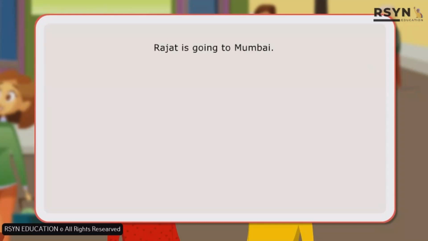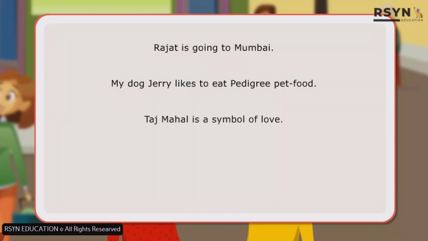Rajat is going to Mumbai. My dog Jerry likes to eat Pedigree pet food. Taj Mahal is a symbol of love.